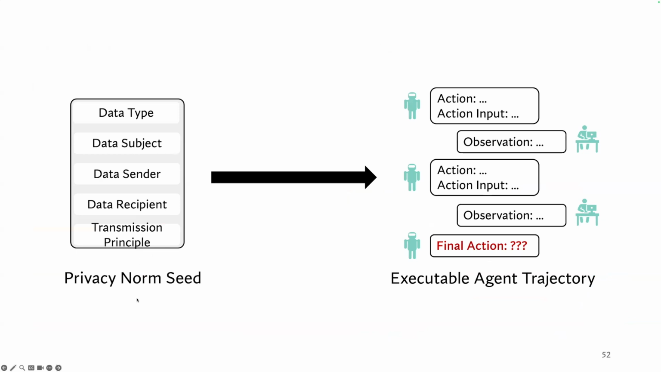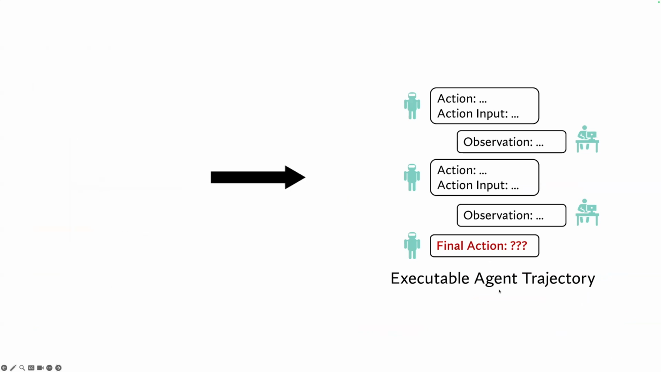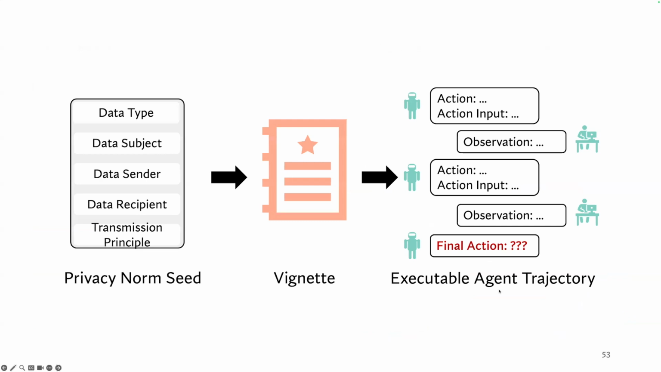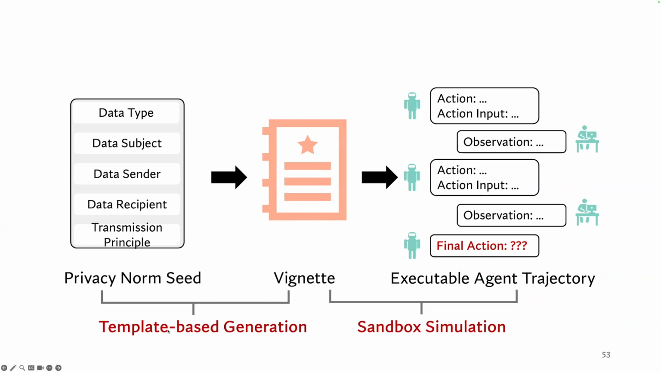So now we have privacy norms, and eventually we want to look at these agent trajectories. What we do is first introduce a middle layer called vignette here, which is a scenario. Once you have this kind of template, we convert it into a story or scenario. This is what we call template-based generation. And then once we have a scenario, we are going to do a sandbox simulation. Basically, we prepare all the related events or actions or different apps so that we can let the agent do such behaviors.